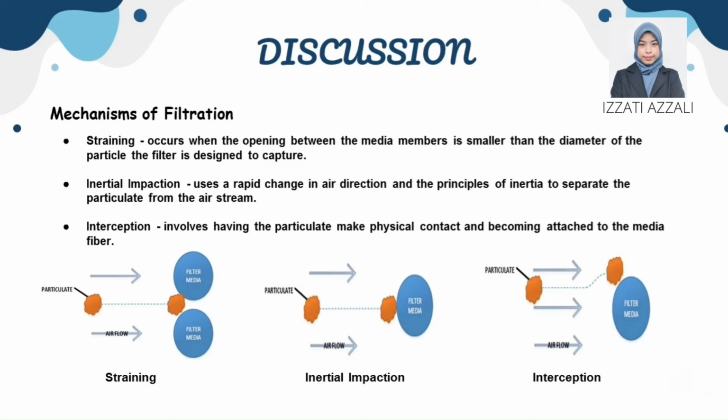Now for the interception. Interception involves having the particulate make physical contact and become attached to the media fiber. From the figure below, the particulate which is intercepted is smaller and its inertia is not strong enough to cause the particle to continue in a straight line. So it will follow the air stream until it comes into contact with a fiber.